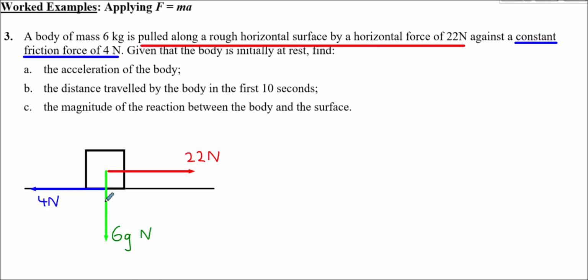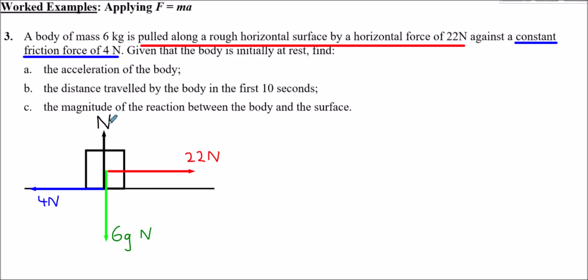If you notice here, forces must balance vertically. It's being pulled along a horizontal surface, so it's going either left or right. It's not falling through the floor, it's not floating up. And so the forces going up and down must balance, and so there will be an equal and opposite reaction between the surface and the object that holds the object up in its place so it doesn't fall through the floor. Now this is labelled differently from question to question as either N or R. I'm going to label it N.